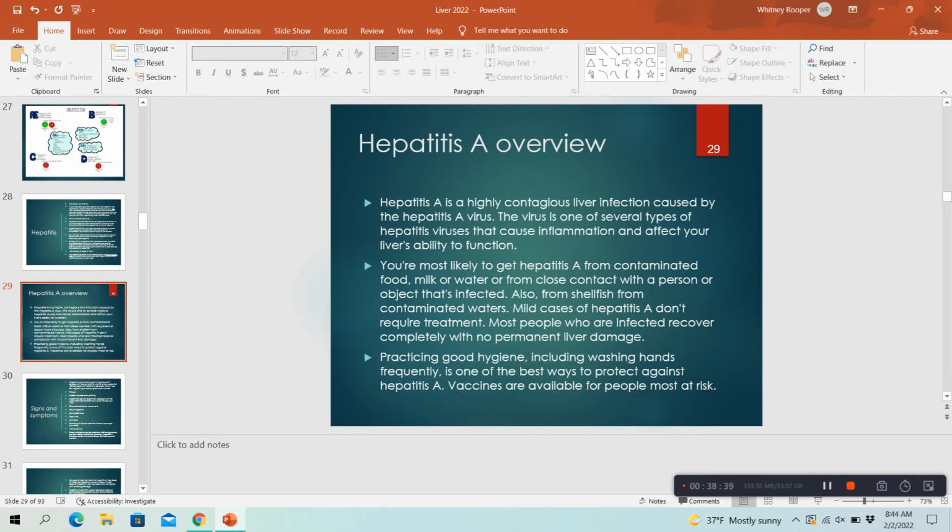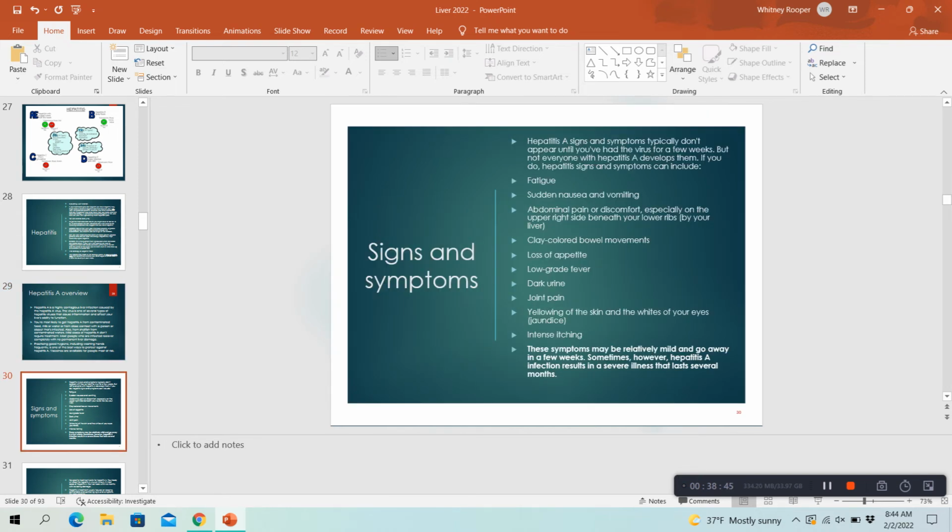Signs and symptoms. I'm not going to go through all these for you guys because you pretty much presented them and we pretty much went over them on the one slide. I did include them in here though, so you can go back and refresh yourself. You're going to see fatigue and nausea, vomiting. It can display itself as the flu. They will have clay-colored stools, dark urine because the liver's not working right, joint pain, and jaundice. Those are the main things I would look at for your signs and symptoms.